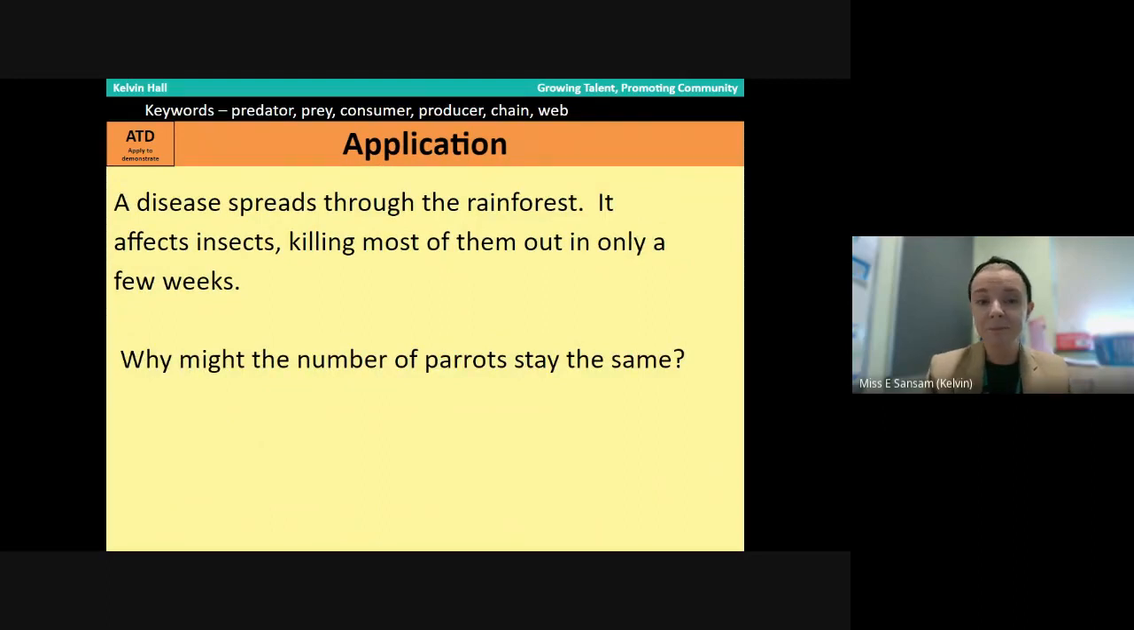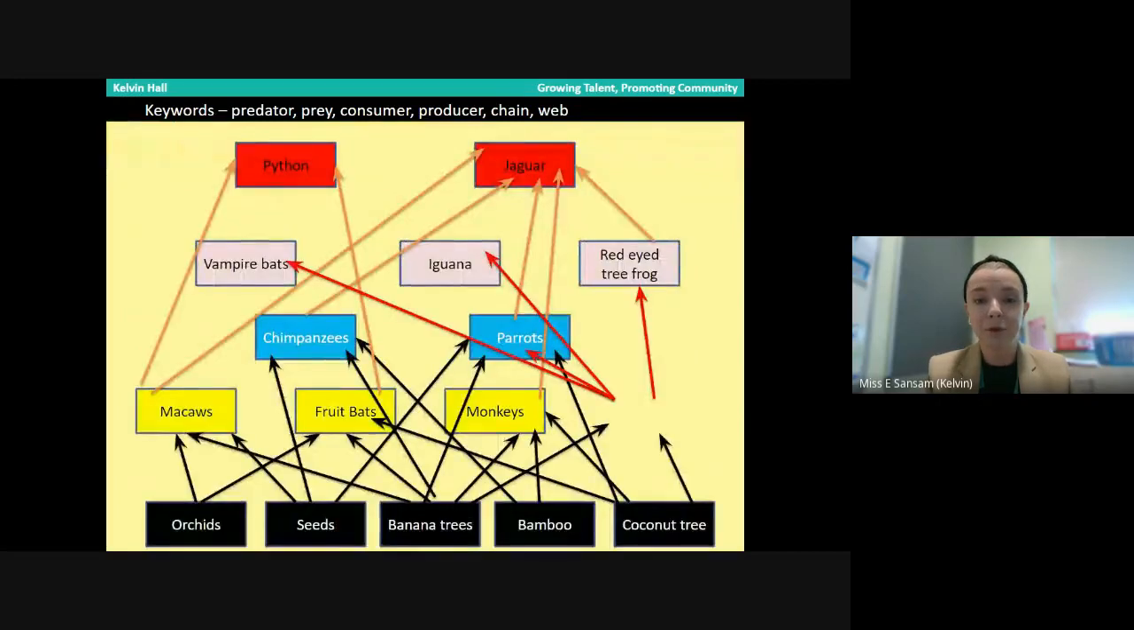The next one then, so same food web, same insects have been killed off. Now I'd like you to look at the number of parrots. And my question to you is, why might the number of parrots stay the same? So here's the food web back. So obviously insects were here. Here are your parrots in the blue.